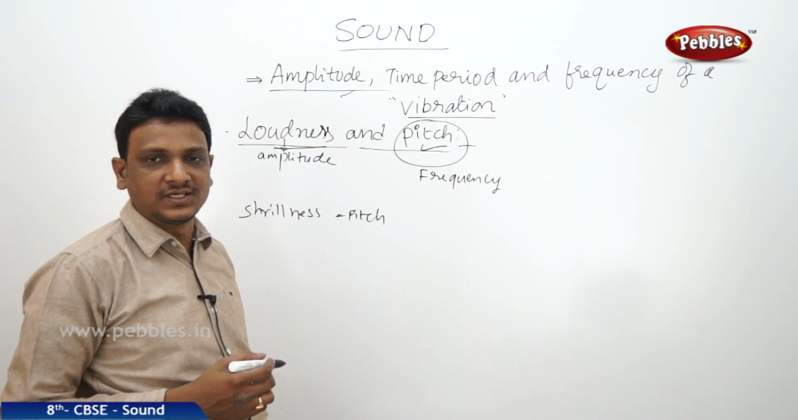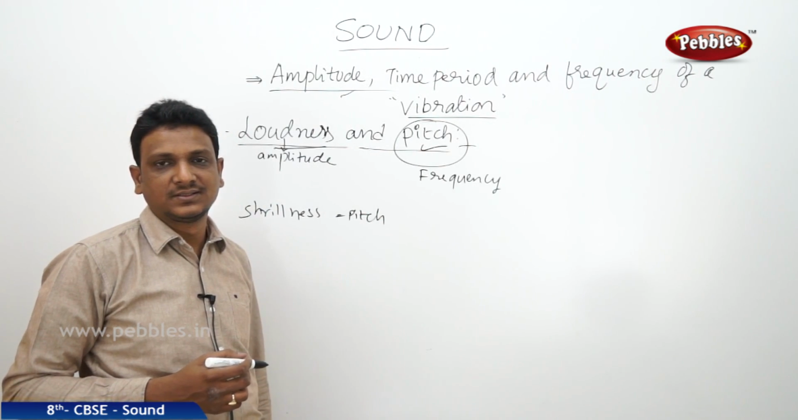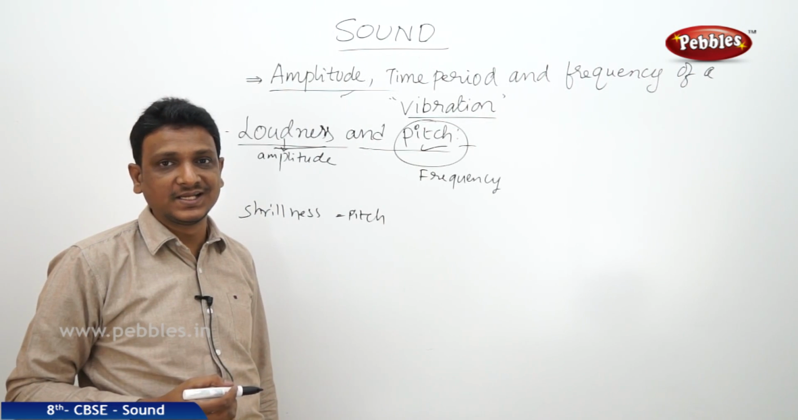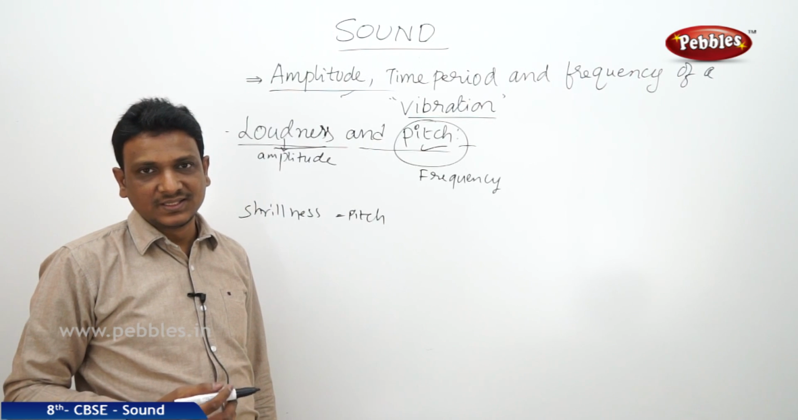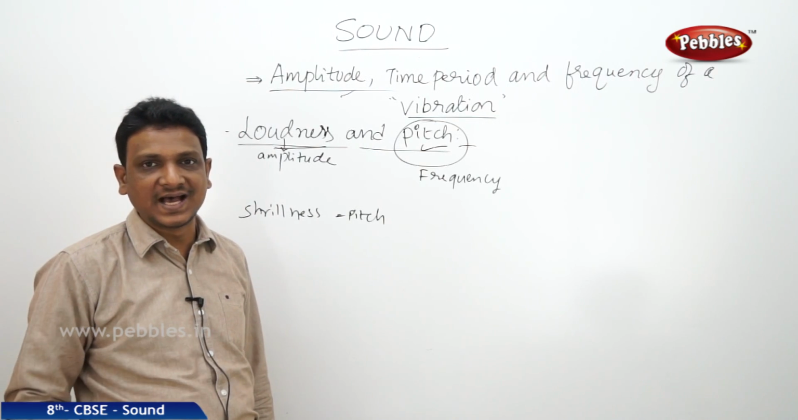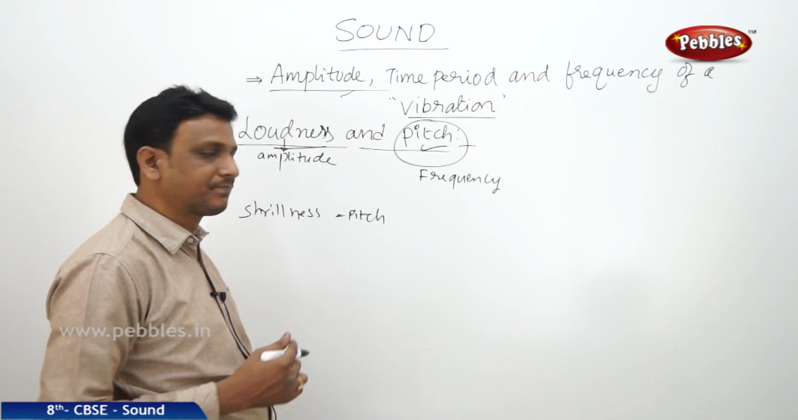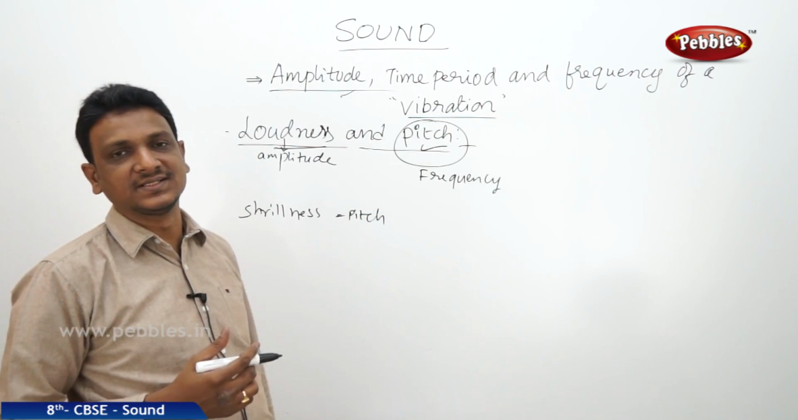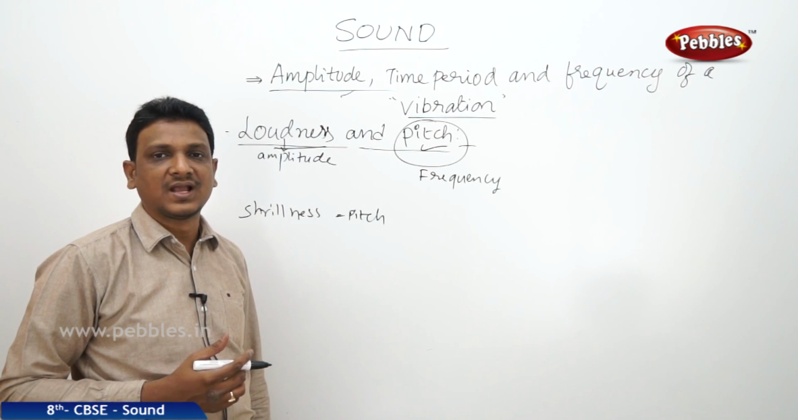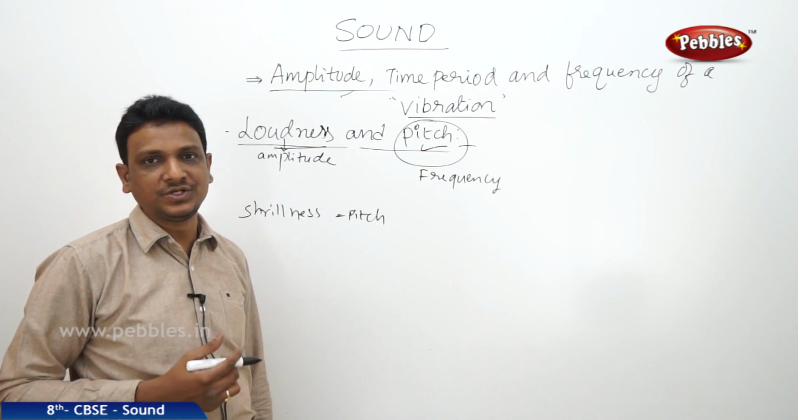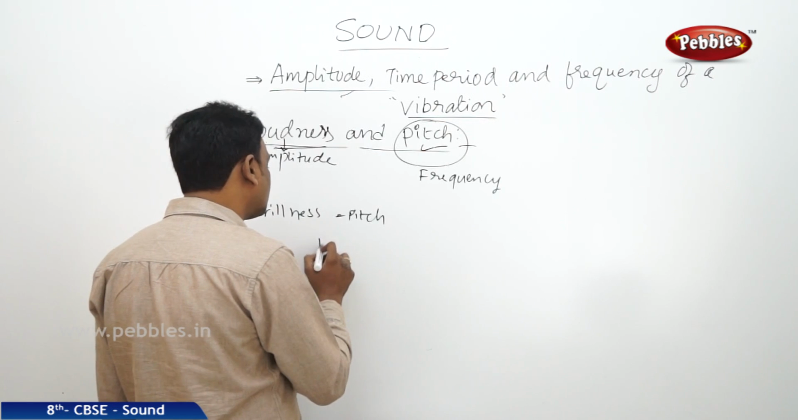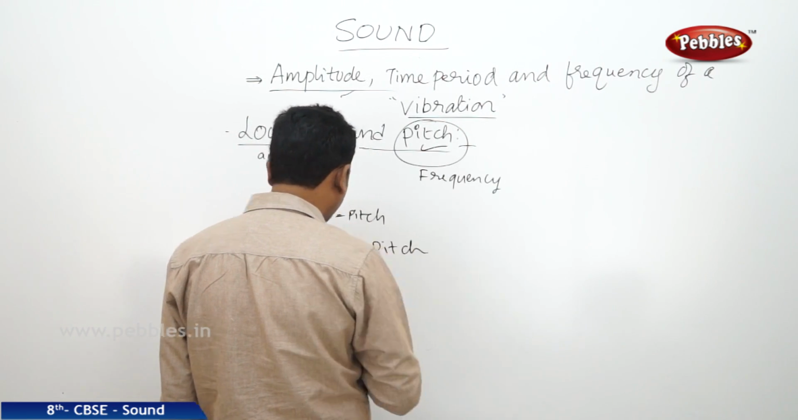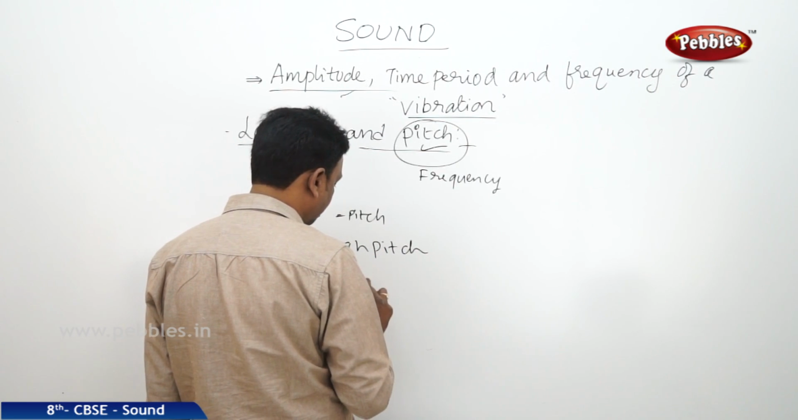So the pitch is connected to frequency. Frequency means the number of oscillations per second. If there are more oscillations per second, there is more frequency. If the frequency is high, the pitch is high. So that is the way both are related. If the frequency increases, pitch increases. High pitch voices and low pitch voices are high pitch sounds and low pitch sounds.